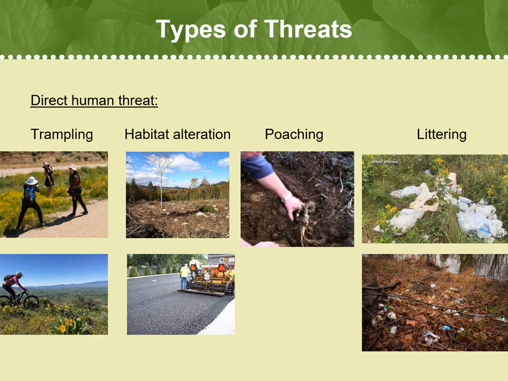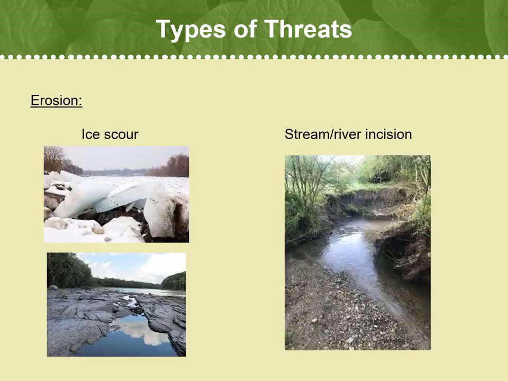Finally, humans create a lot of trash, and unfortunately, some of it can find its way to rare plant sites. Litter can often directly harm plants by crushing them or introduce foreign substances to the ecosystem, which can negatively impact plants. The next category of threat is erosion. Erosion of soil can greatly reduce the amount of available habitat for rare plant species. Erosion mainly takes the forms of ice scour and stream or river incision. Ice scour occurs when large slabs of ice form in rivers during the winter and then are pushed up onto the banks, scraping the shoreline and destroying available habitat.